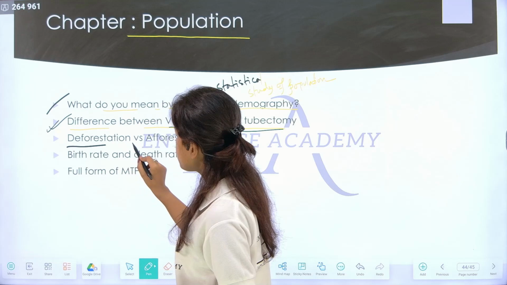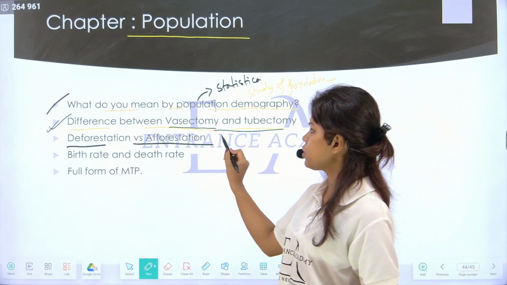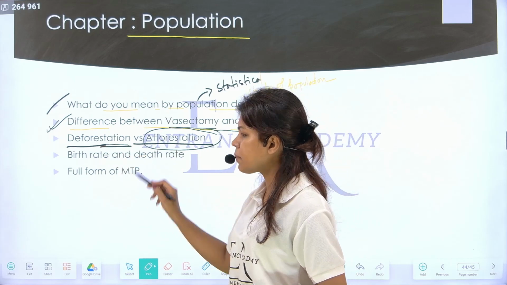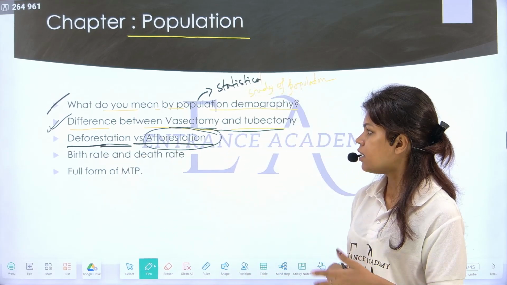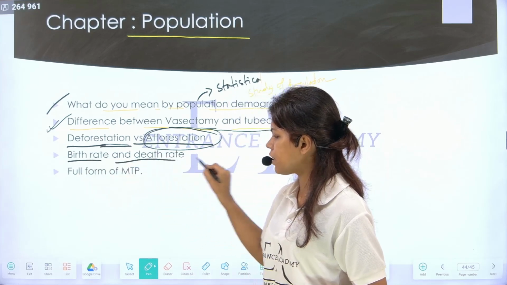Next, deforestation versus afforestation. Deforestation is the cutting down of the trees and afforestation is the planting of the trees. Deforestation will lead to global warming and afforestation will be the rescue method of global warming. Birth rate and death rate.